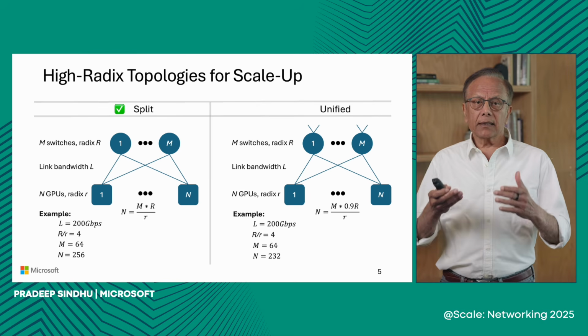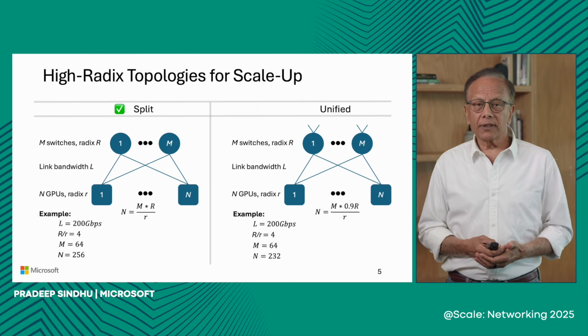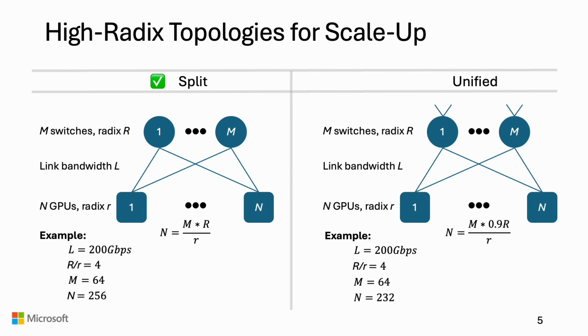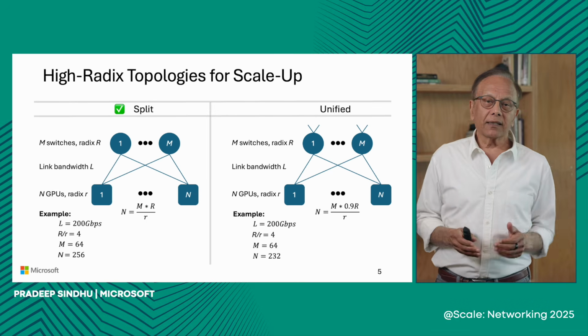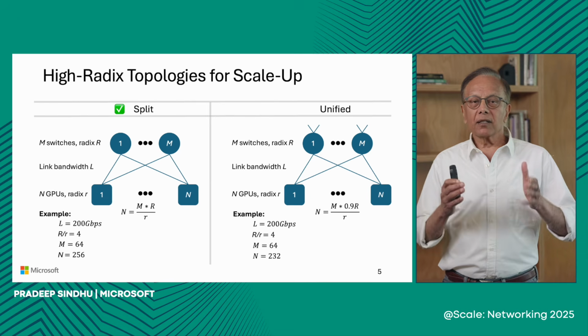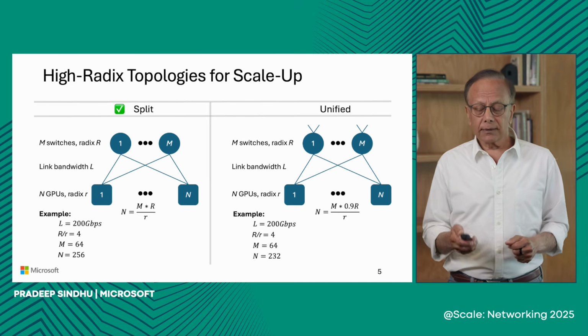Now let's look at the topologies for the scale-up part of the network. I've shown 2 topologies, one called split, the other unified. I'm going to be focusing on the split network, where the network for scale-up is completely isolated from the network for scale-out. And we'll see this isolation in the next slide. But roughly speaking, based on topology and the capacity of switches, you can support about 256 GPUs. But as we'll see in the physical layer, the physical layer places a constraint that constrains us to somewhere between 50 to 100 GPUs per rack.